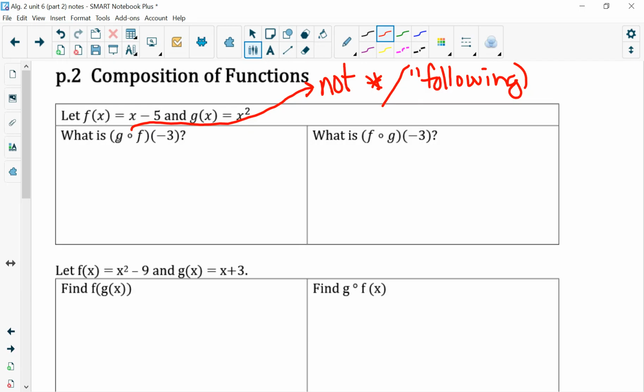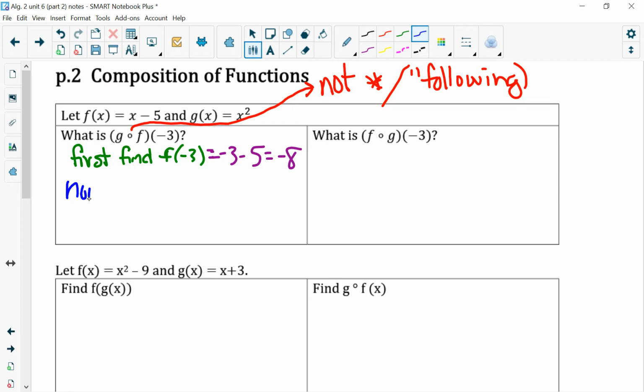So what g following f of negative 3 means is you are going to first find f of negative 3. In my f function, I'm going to plug in negative 3 wherever there's an x. So that would give me negative 3 minus 5, which gives me negative 8.